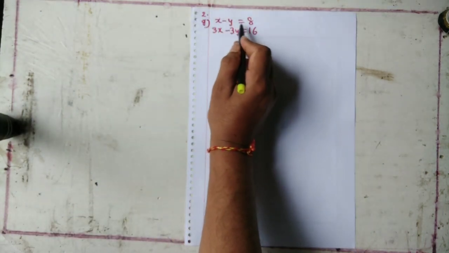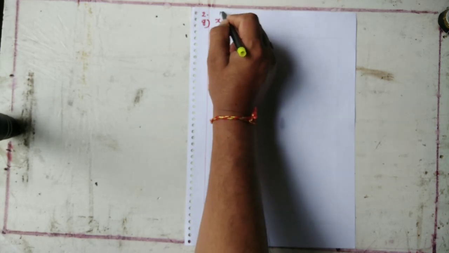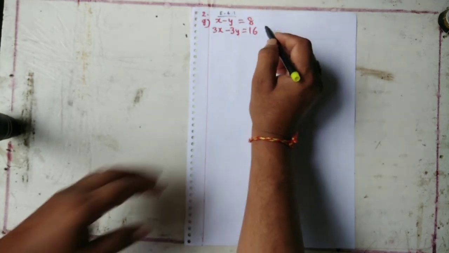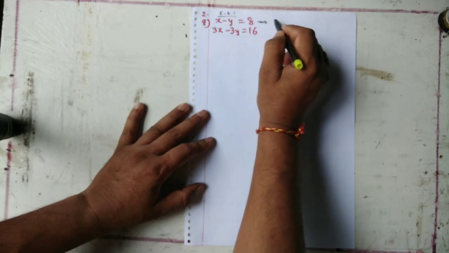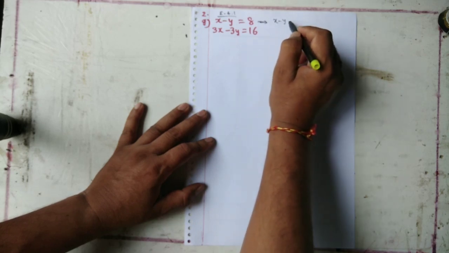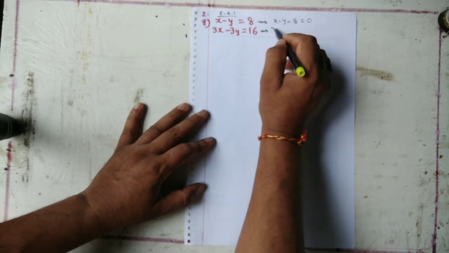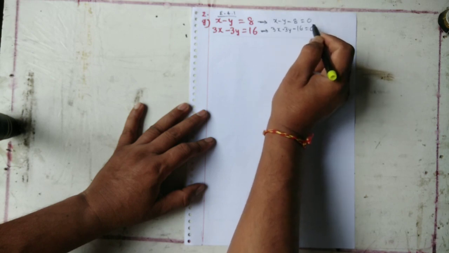Next, x minus y is equal to 8, 3x minus 3y is equal to 16. First we have to write these equations in standard form: x minus y minus 8 is equal to 0, 3x minus 3y minus 16 is equal to 0.